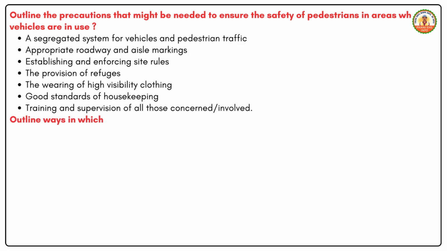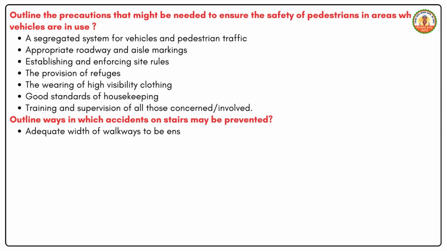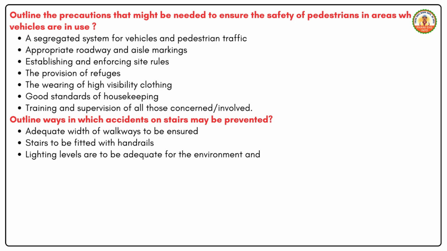Outline ways in which accidents on stairs may be prevented. Adequate width of walkways to be ensured. Stairs to be fitted with handrails. Lighting levels are to be adequate for the environment and traffic. Emergency lighting provision to be ensured.